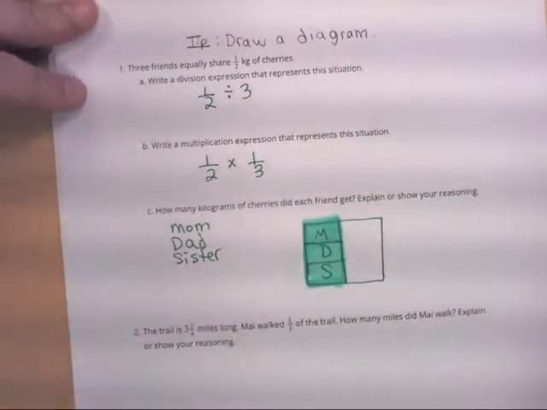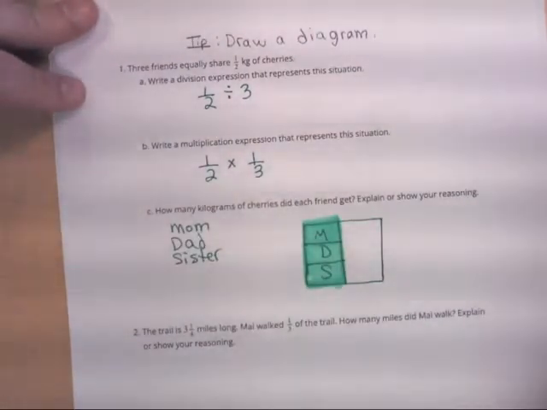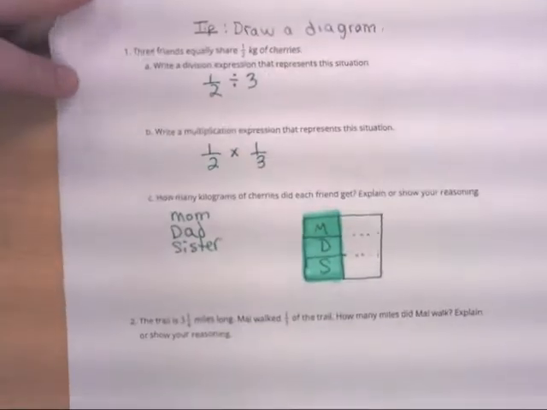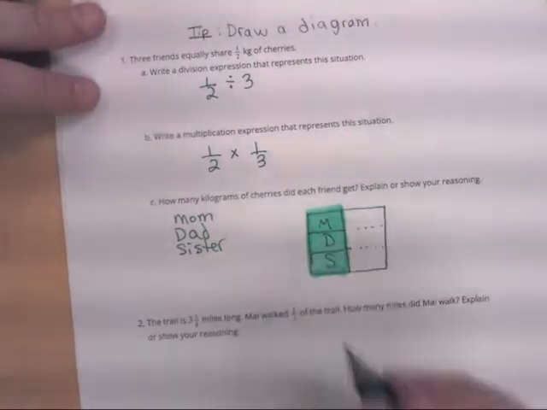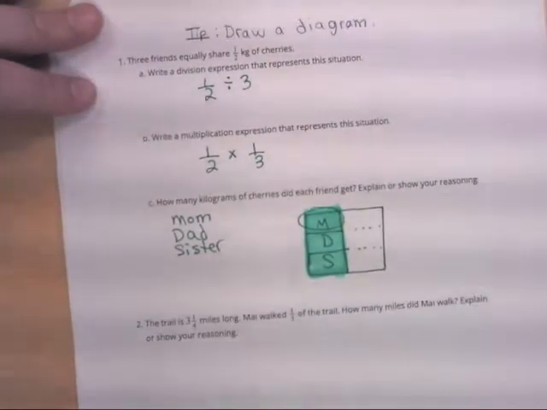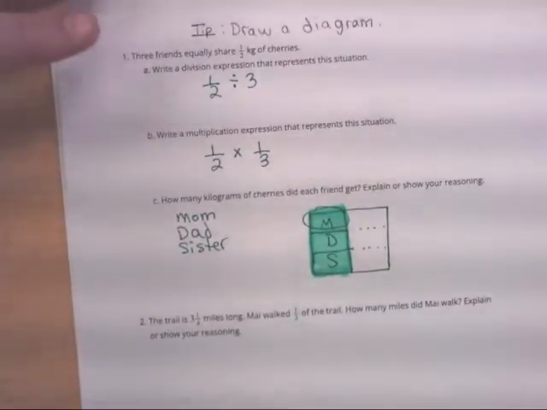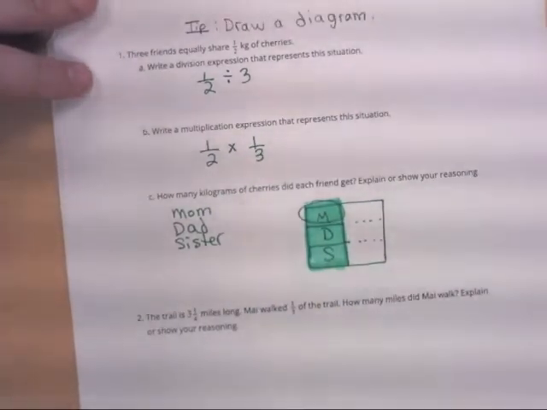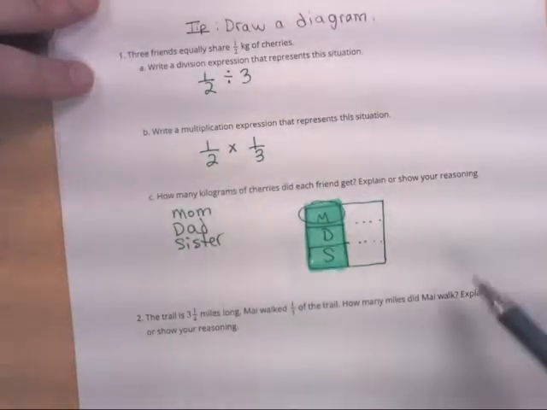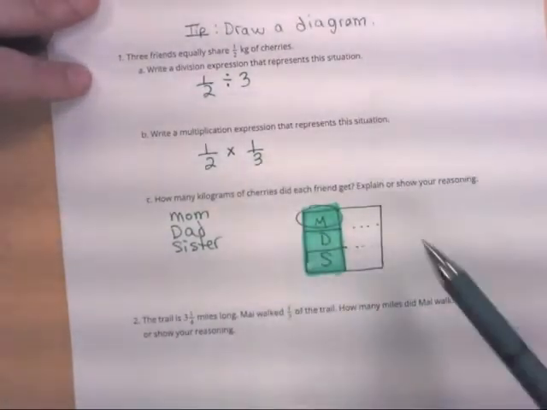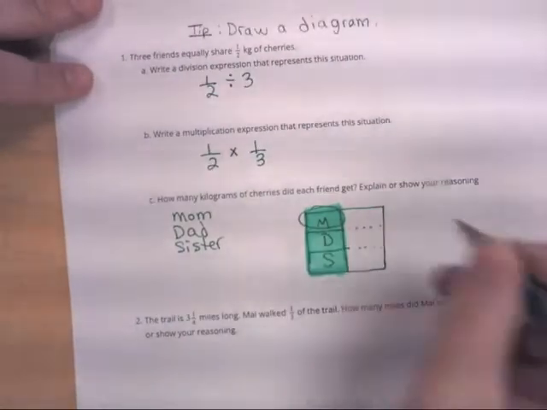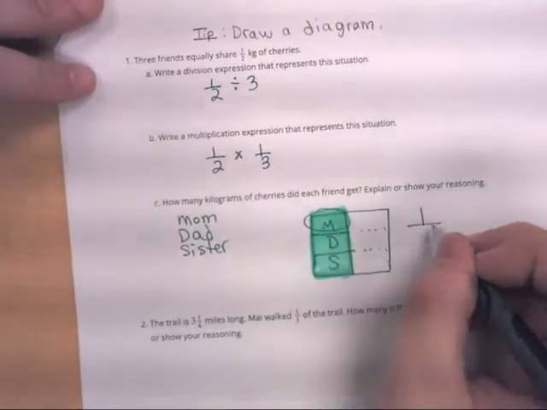And then we simply solve to figure out how many kilograms of cherries each friend got. Well, if I divide both of these halves here into 3 equal pieces, and let's say I just consider what size piece mom gets, well, we can see that's 1 piece out of 6 equal pieces required to fill in a whole, or the whole kilogram of cherries, if there were a whole kilogram of cherries. So this would be 1/6 kilograms for each person.